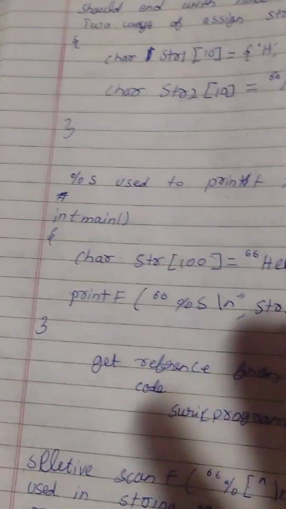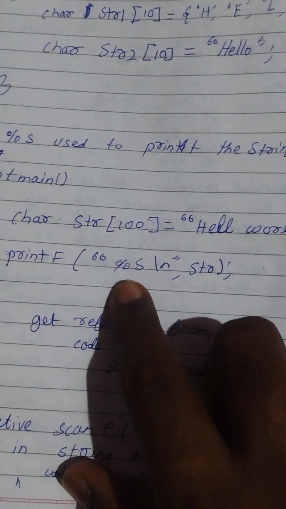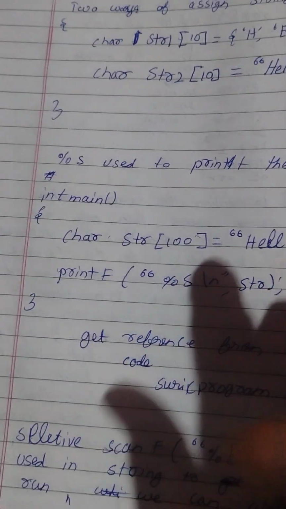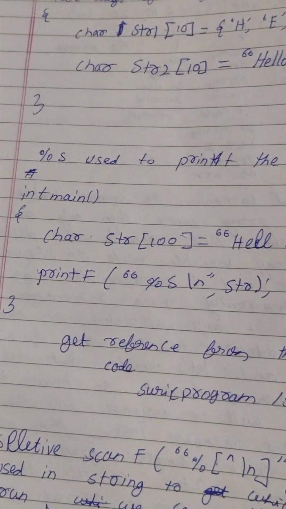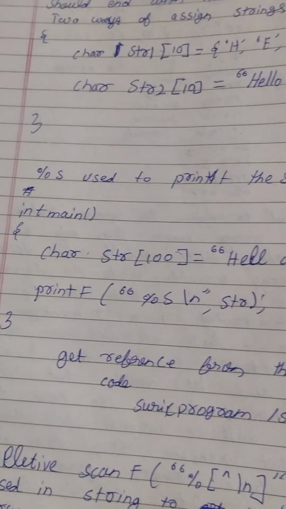This is the process that happens in %s. So the %s format specifier is used to print the array elements. So this is how %s works internally.